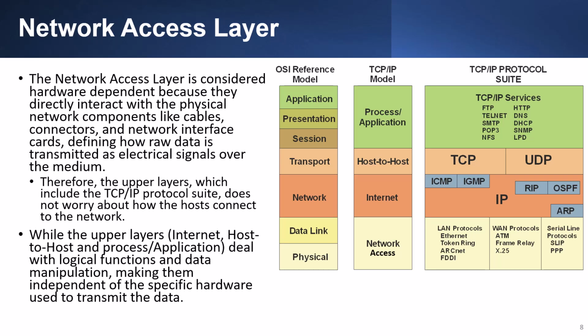The network access layer is considered hardware dependent because it directly interacts with the physical network components like cables, connectors, and network interface cards, defining how raw data is transmitted as electrical signals over the medium. Therefore, the upper layers, which include the TCP/IP protocol suite, do not worry about how the hosts connect to the network. The upper layers, Internet, host-to-host, and process and application, deal with logical functions and data manipulation, making them independent of the specific hardware used to transmit the data.